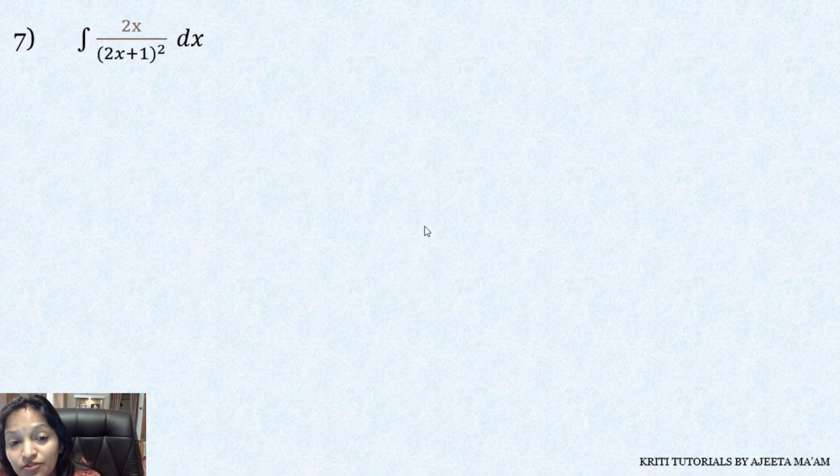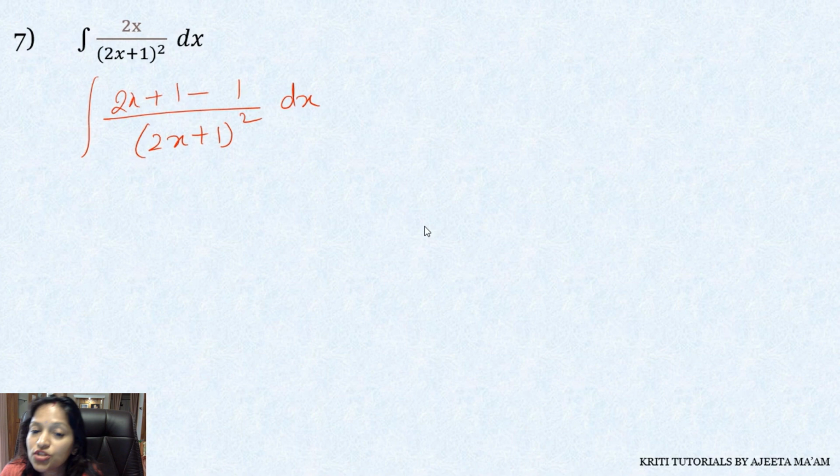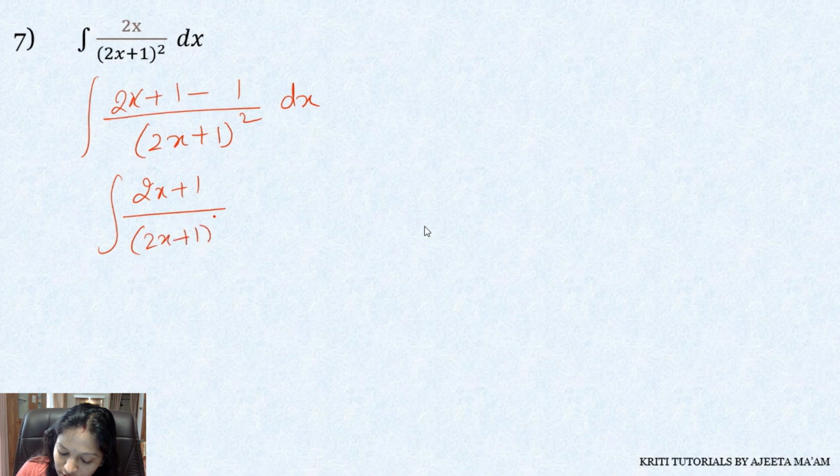Now this is the seventh question. Now here we have integral of 2x upon (2x plus 1) whole square. So now we will make the numerator same as the denominator. So what can we do? We will add and subtract 1, right? We have already done this in a previous question also in the same lecture. So this is what we have. So here we have 2x plus 1, 2x plus 1 whole square, and here we have whole square.